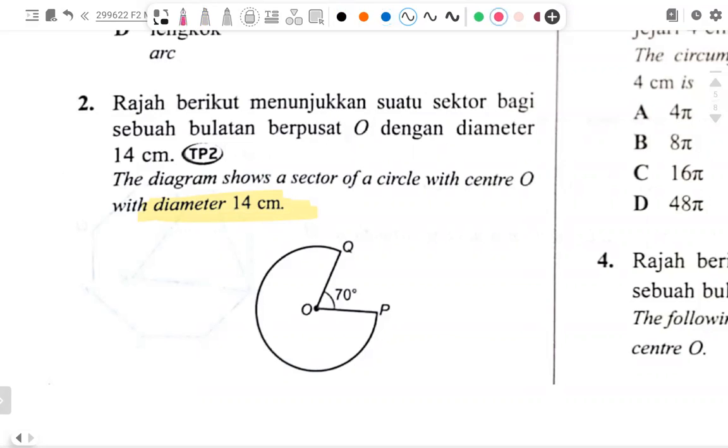And if you want to find radius, it means half of diameter. So diameter 14 cm divided by 2 is equal to 7 cm. So O to Q radius or O to P is also equal to 7 cm. That's what we know from this diagram and the first sentence given there.